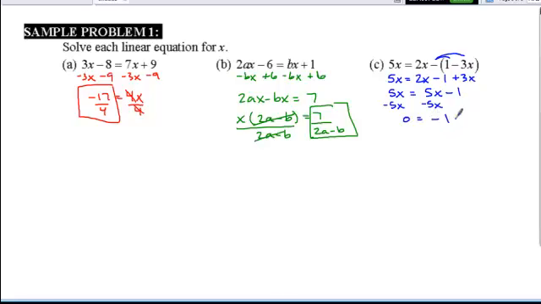Now, that's different than the identity, right? In the identity problem, 0 is equal to 0, and that's a true statement. But is this a true statement? Is 0 equal to negative 1? No. So what that means is there is no solution that works for this, okay, which is a possibility. An answer for solving an equation could be no solution.